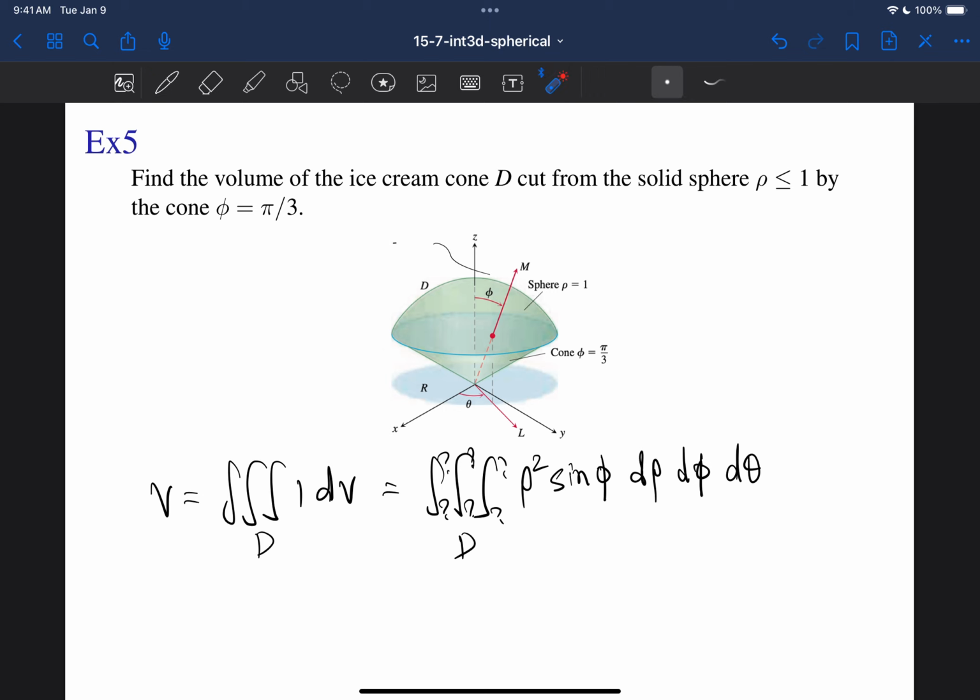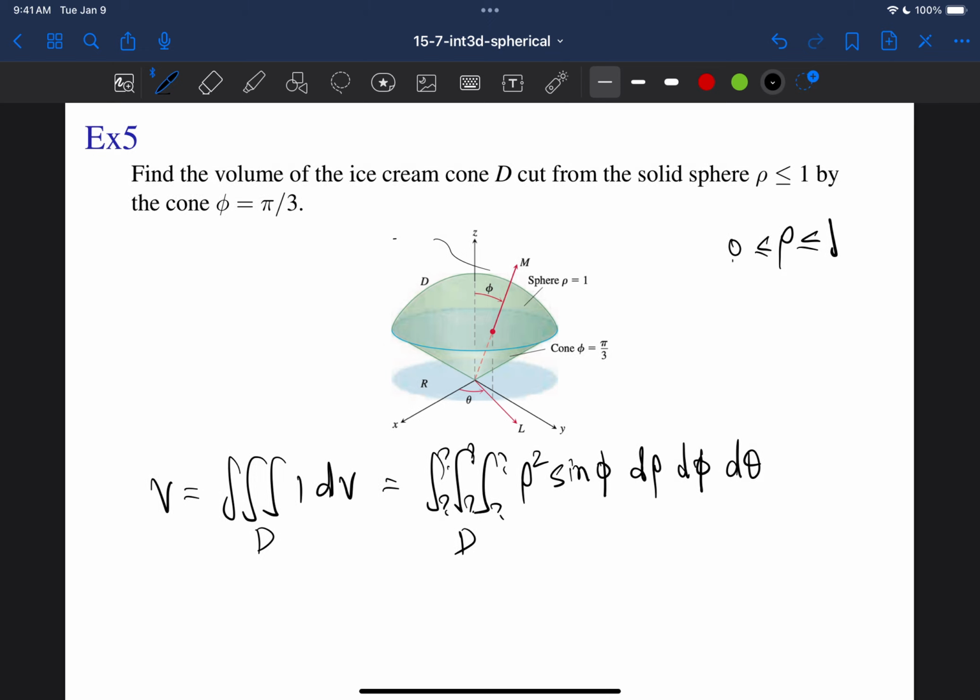If you just shoot a beam from the origin into the sky, into the ice cream cone, it starts from 0 and escapes from the ice cream at a point exactly on the surface of this ball, which has radius 1. So rho is changing from 0 to 1. In other words, rho minus is 0, rho plus is 1.